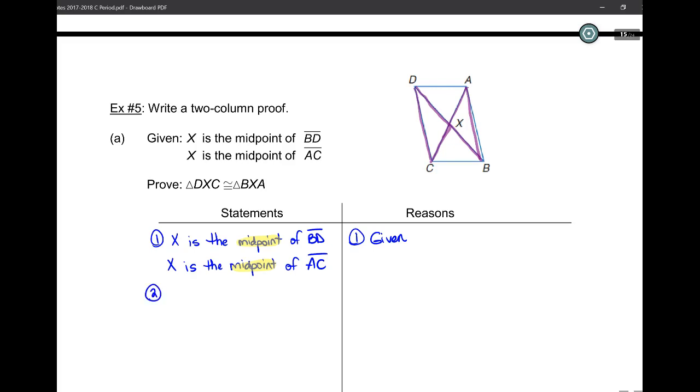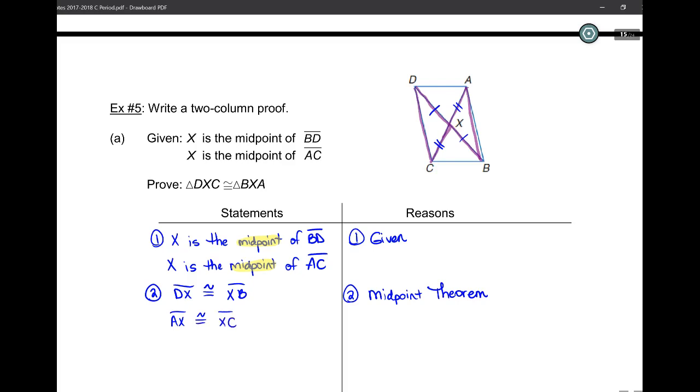So for number 2, let's use the first part. If X is the midpoint of BD, that means BD is split into two congruent parts. So we know DX is congruent to XB, and our reason is midpoint theorem. The other given statement is X is the midpoint of AC. So here's AC, and these two segments will be congruent for the same reason. So I'm actually just going to list that. AX is congruent to XC.